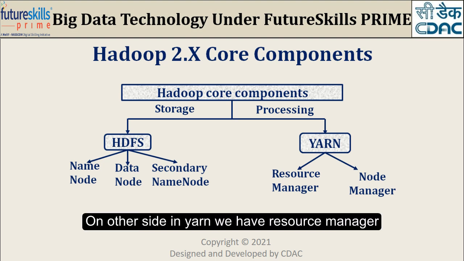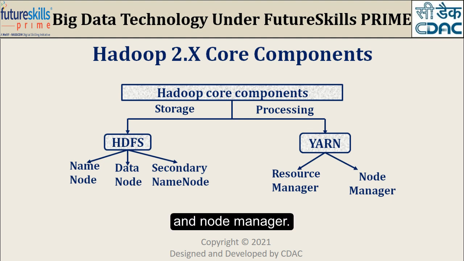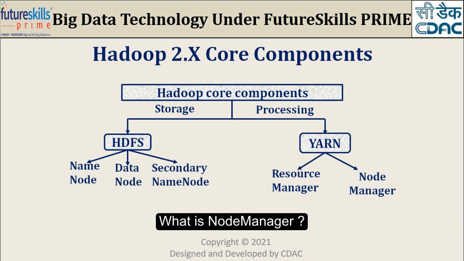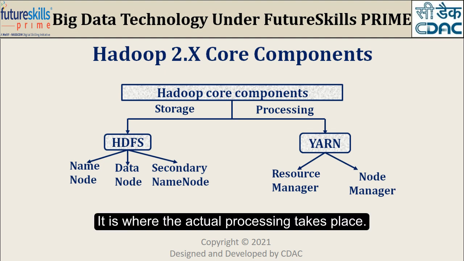On the other side in YARN, we have resource manager and node manager. Resource manager is again a main node in the processing department. It receives the processing request and then passes the parts of the request to the corresponding node manager. What is node manager? It is where the actual processing takes place.